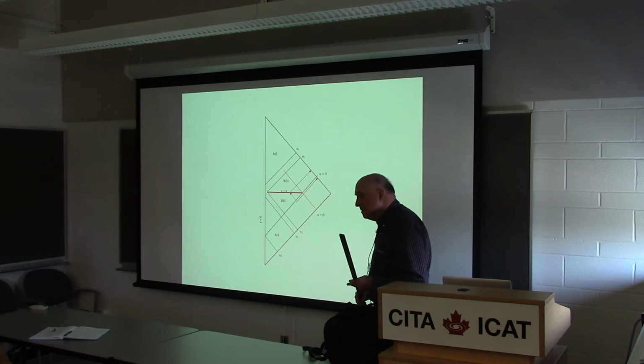I have a more basic question. R equals A sits inside the Schwarzschild radius?